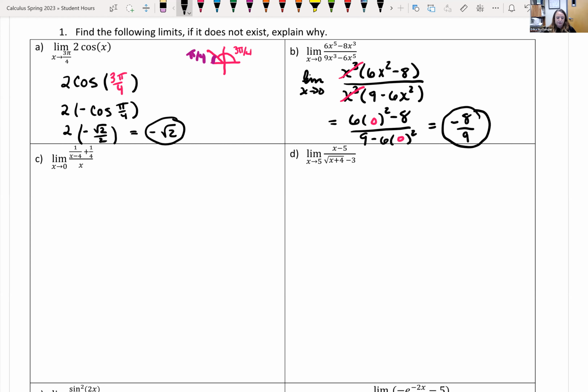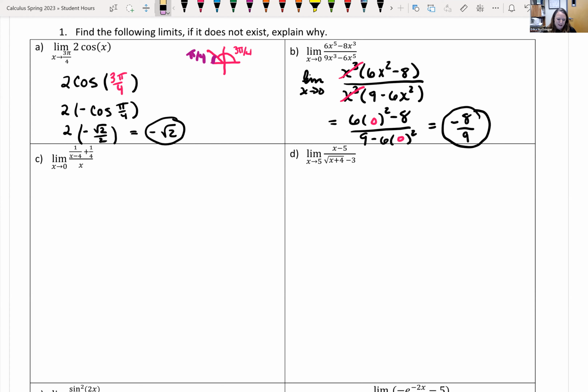Part C, the limit as x approaches 0 of 1 over x minus 4, plus the fraction 1/4, and both of those terms or groupings are all over x. Again, if we did direct substitution here, we get a negative 1/4 plus a 1/4 in the numerator, which gives us 0, all over plugging in 0 for x in the denominator, we get 0. So again, we have this indeterminate form, so we want to go back and manipulate this. Since I have fractions within a fraction, we want to clear the fraction within the fraction.